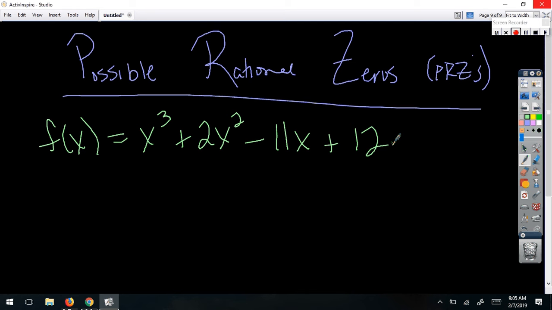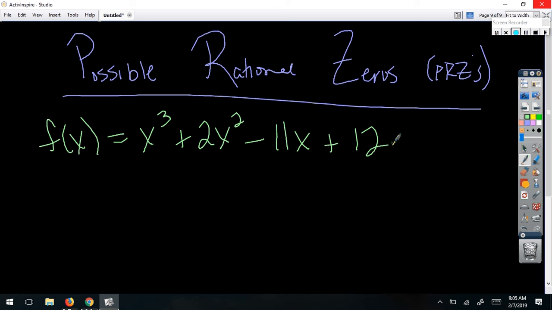You would probably look at that and go, oh, geez, I don't even know where to start, right? Because you can't slash it. It won't group. It won't do anything. It's not anything special. So what we use are something called PRZs, and they're exactly what it sounds like. They're possibilities. They may or may not work, okay?